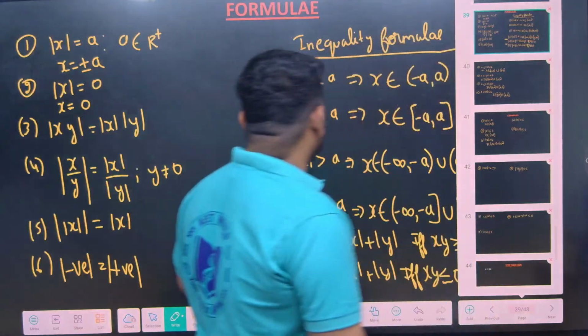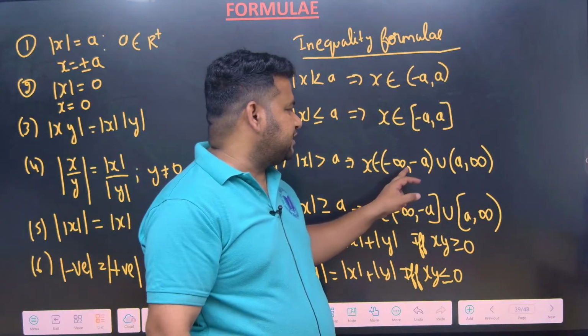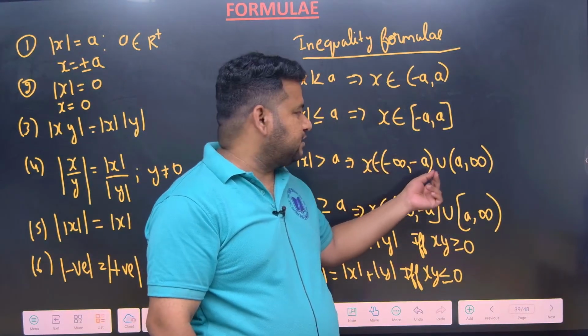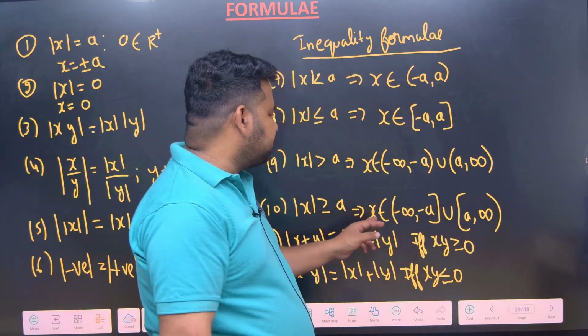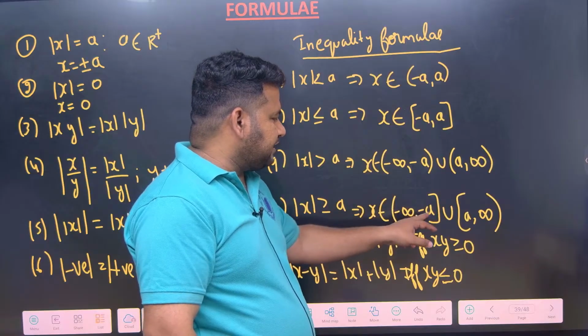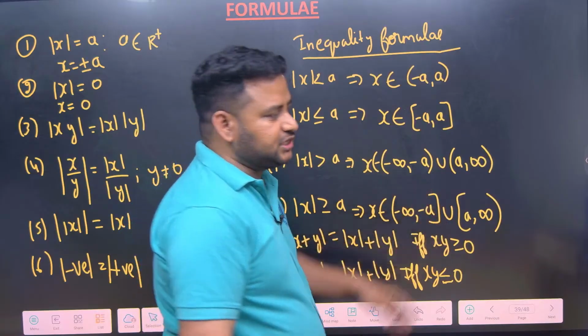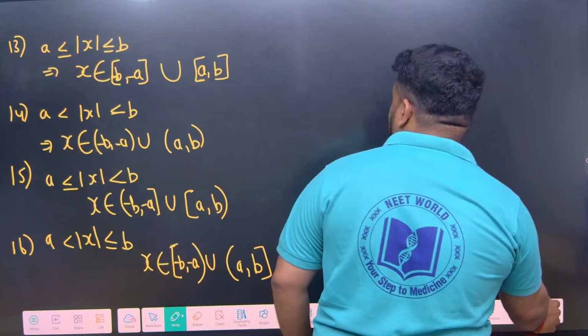Mod x is greater than a means what you will write? x belongs to the open interval minus infinity comma minus a, union the open interval a comma infinity. If it is greater than or equal to a, x belongs to the same thing, but for minus a and plus a you will write a closed interval. So observe this carefully.